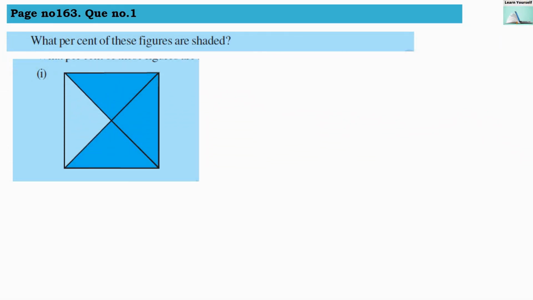Sums, page number 163, question number 1. What percent of these figures are shaded? First we have to find the fraction, that is how many parts are shaded here. First we write the fraction from the figure, and then we convert this fraction into a percentage. How to convert fraction into percentage? When we convert a fraction into a percentage, we multiply with 100. When we convert a percentage into a fraction, we divide by 100. So this we have to remember.